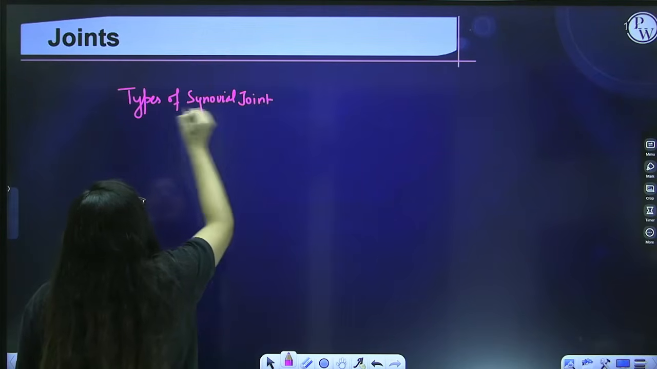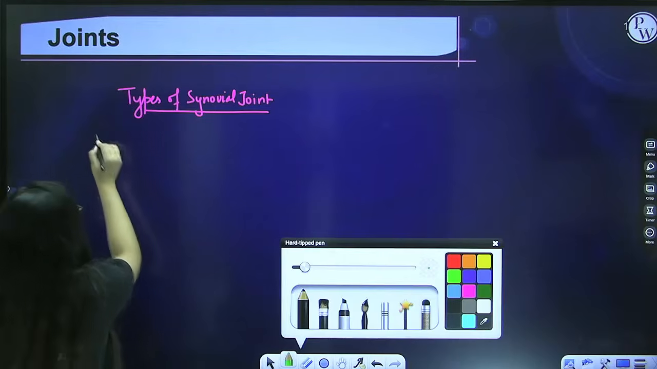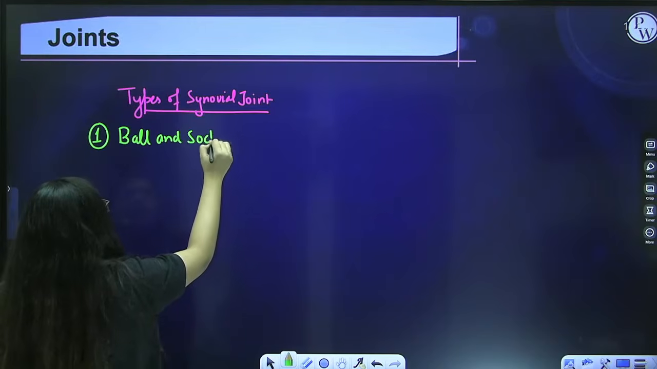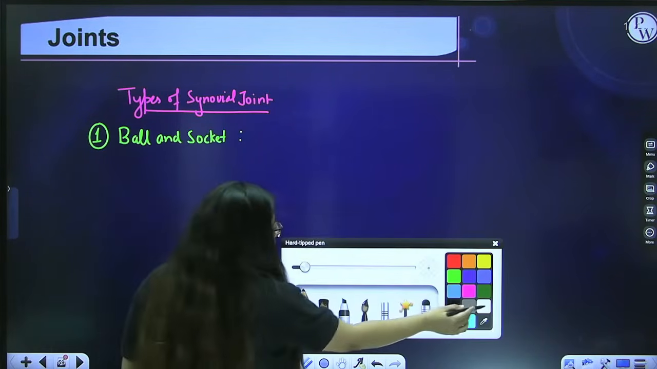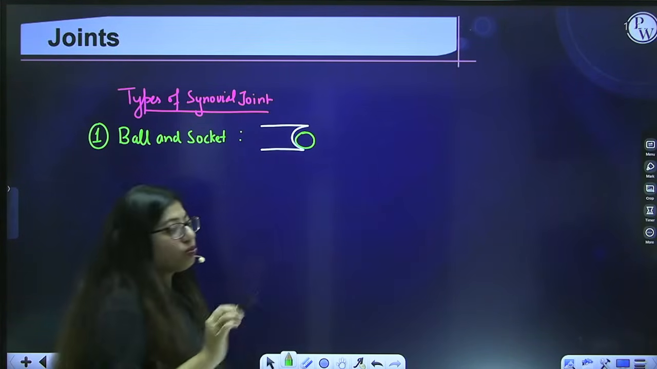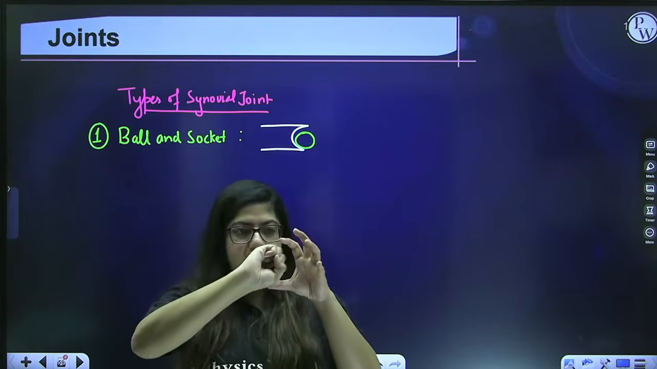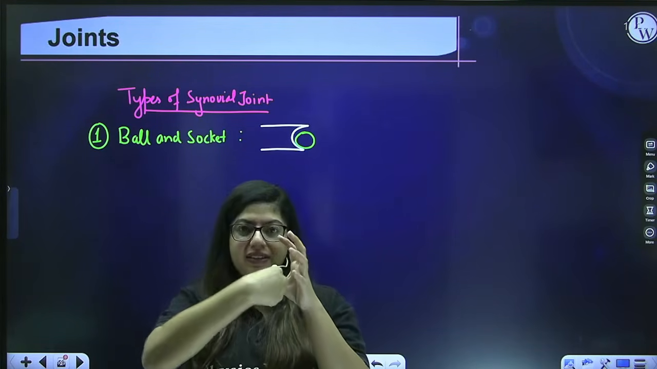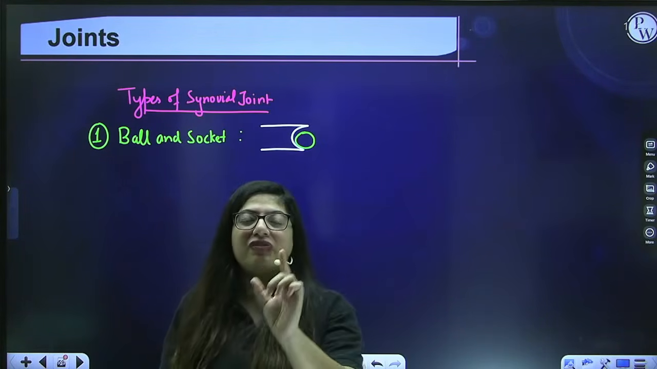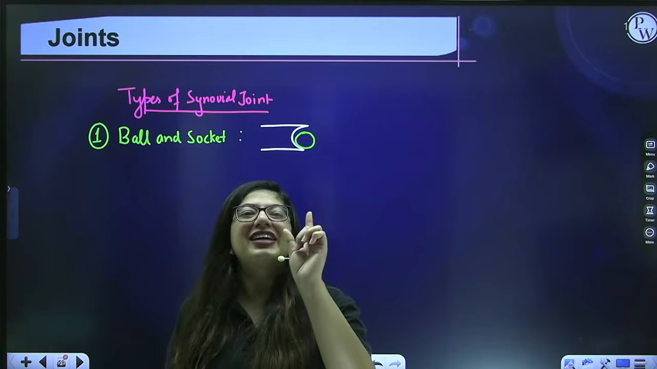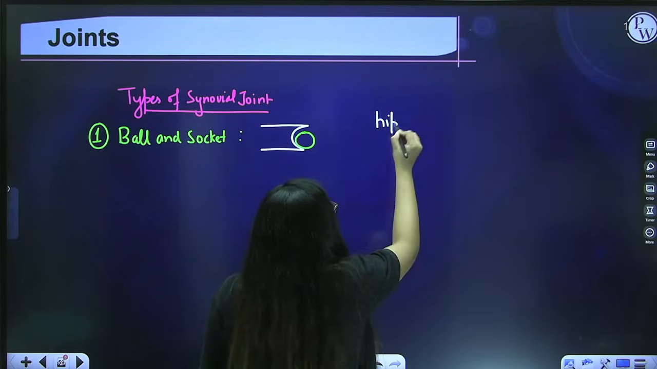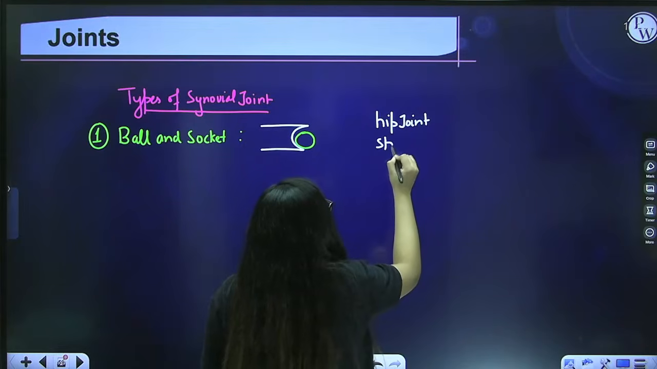All right, guys. First type of a synovial joint we have is ball and socket. So what happens in the ball and socket? We have this socket-like structure, and then we have a ball, and this ball can move in all the directions. This type of socket we have seen in the pectoral girdle's glenoid cavity, and also in the hip bone's acetabulum. So this type of joint is present in the hip joint and shoulder joint.